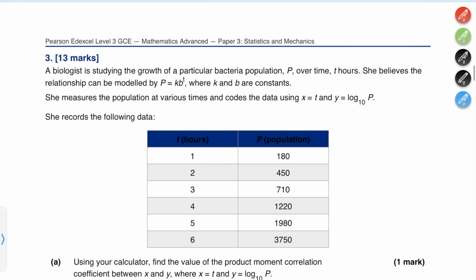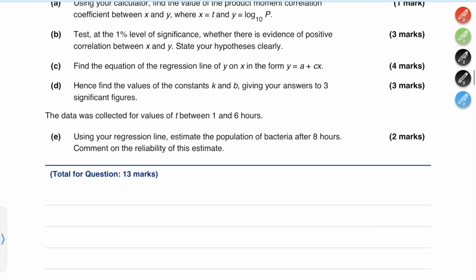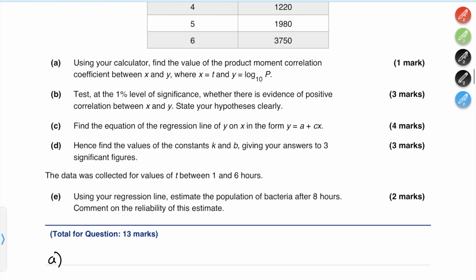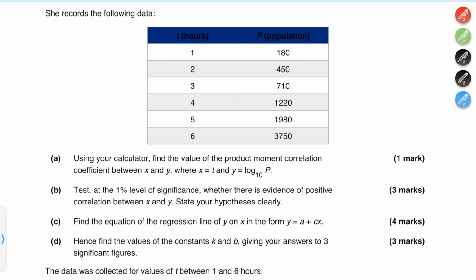So now we can move on to question 3. Question 3 is now our correlation question. For anyone who had the old paper and hasn't tried this yet, please have a go at this now, and we can start going through it. Our first part is just finding the value of the PMCC between X and Y. But we have to be careful here and not just plug in these values, because it clearly says here that we've coded it so that Y is log 10 of P. So when using your calculator, remember to take the logarithm of each of those P values.